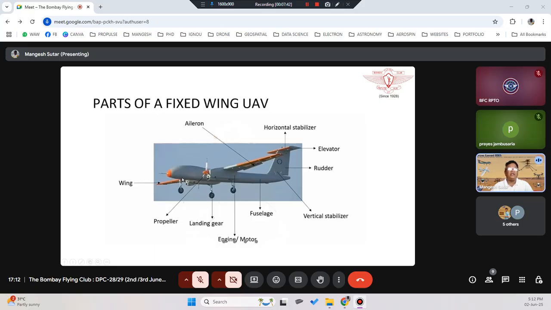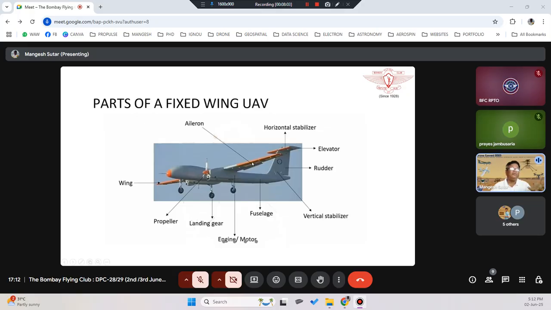If you see the belly of the fuselage, you will have the payload. The payload could be a high-end camera, surveillance cameras, thermal cameras, lidars. All those things will be fitted over here on the belly of the fuselage, and then on the wing, in the case of fixed wing drones.